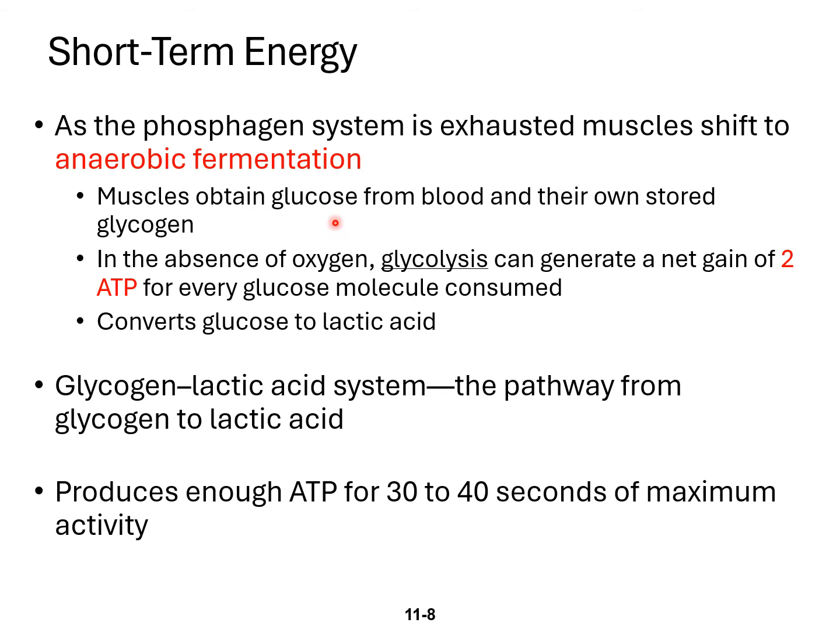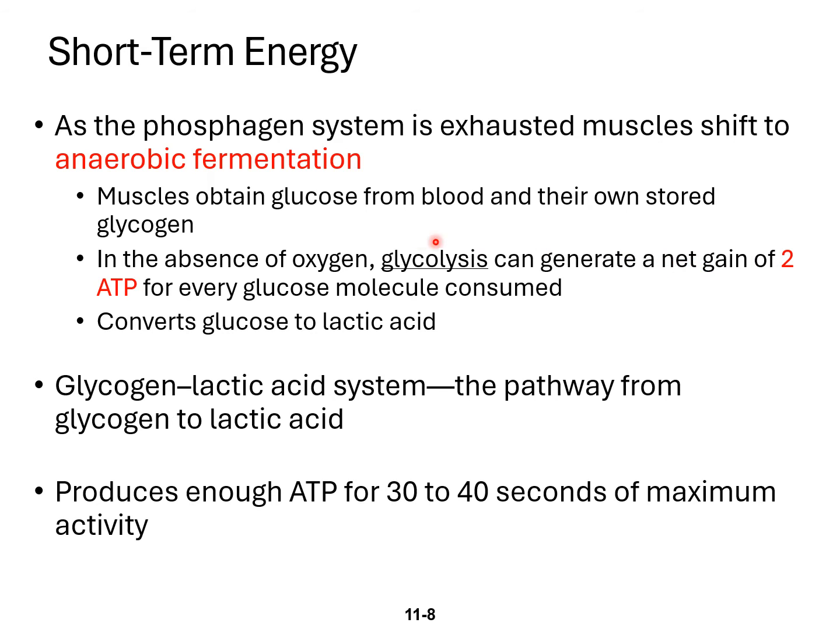The muscles obtain glucose from the blood and their own stored glycogen. In the absence of oxygen, glycolysis can generate the net gain of 2 ATP for every glucose molecule consumed. So anaerobic fermentation, you gain 2 ATP. That's important to know. That will be tested on your exam. So anaerobic, 2 ATP, net gain.